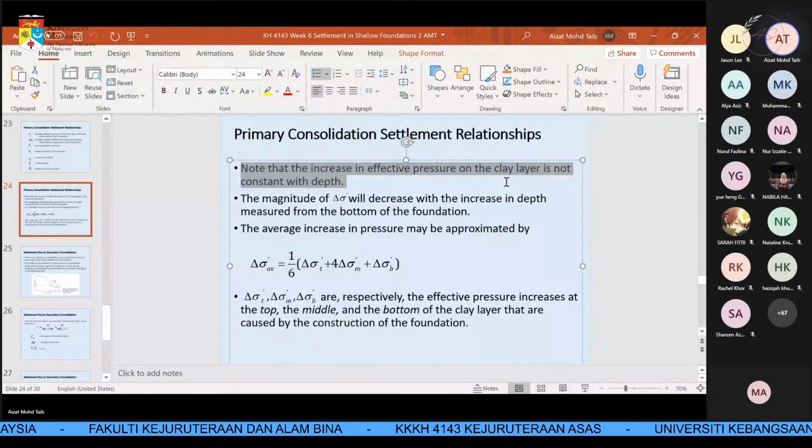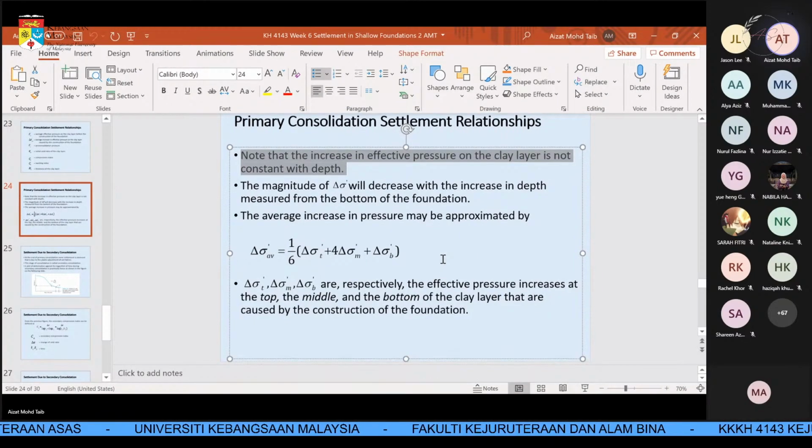Okay, the average increase in pressure may be approximated by changes in sigma prime average equals 1/6 of delta sigma T plus 4 delta sigma M plus delta sigma B. Okay, so all these T, M and B respectively refer to the effective pressure increase at the top, in the middle and at the bottom of the clay layer that are caused by the construction of the foundation. Okay, so dia bagikan into 3 sections, which is the top, middle and bottom. Okay, alright, so this is the relationship for primary consolidation.